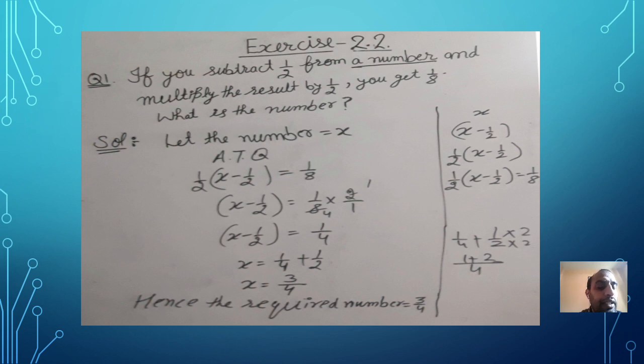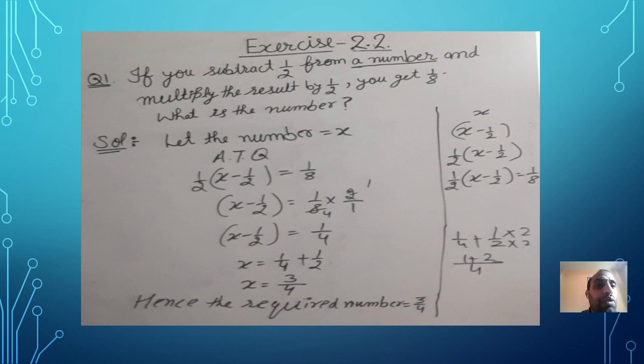But before starting this question, I want to tell you how to start. The question is: if you subtract 1 upon 2 from a number, I did underline a number, and multiply the result by 1 upon 2, you will get 1 upon 8. What is the number? So my dear student, first you need to write up the number. A number is not given to us, so let the number be equal to x. You can see the rough area where I did it step by step.